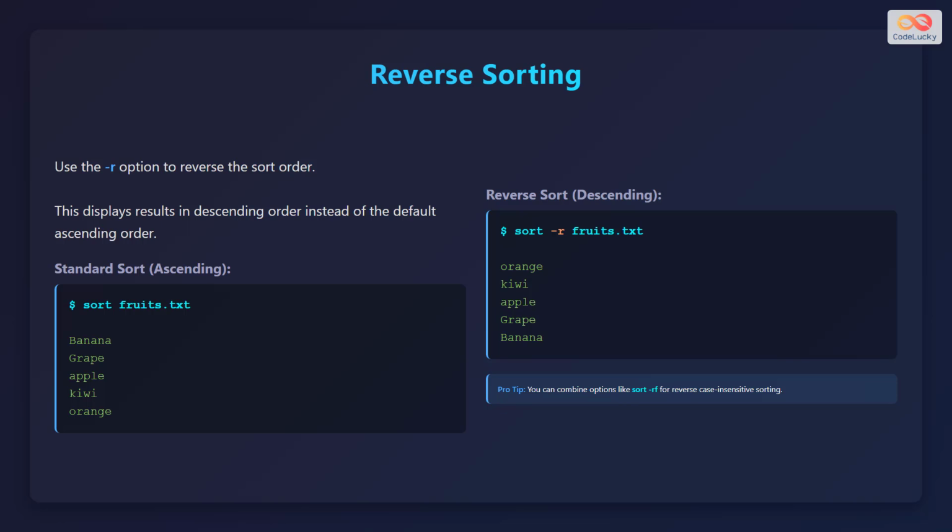Use the -r option to reverse the sort order. This displays results in descending order instead of the default ascending order. For a standard sort in ascending order, using the input file fruits.txt, the command sort fruits.txt gives us apple, banana, grape, kiwi, orange. Now for a reverse sort in descending order, using the command sort -r fruits.txt, we obtain orange, kiwi, grape, banana, apple. Pro tip: you can combine options, like sort -rf, for reverse case-insensitive sorting.